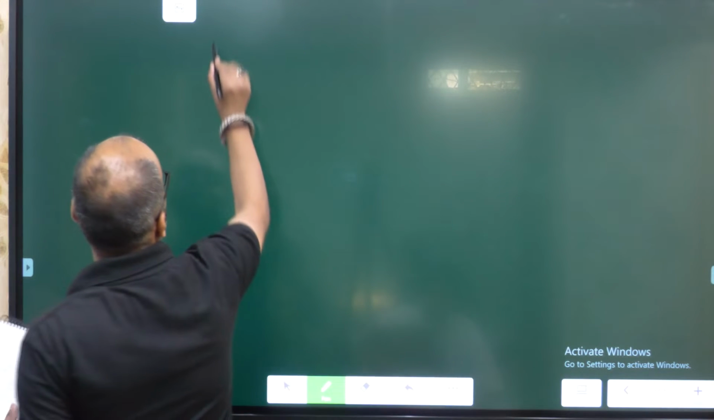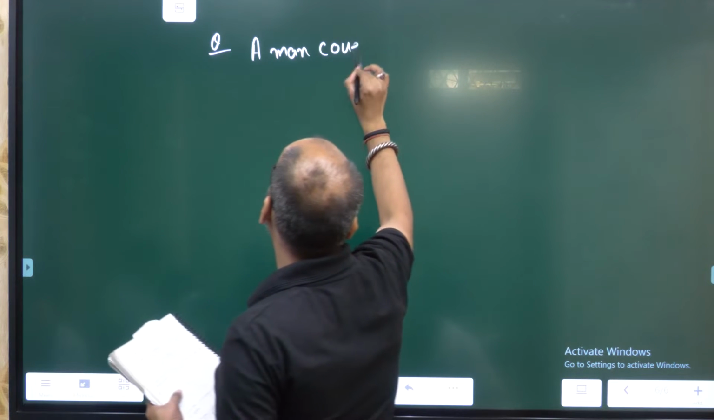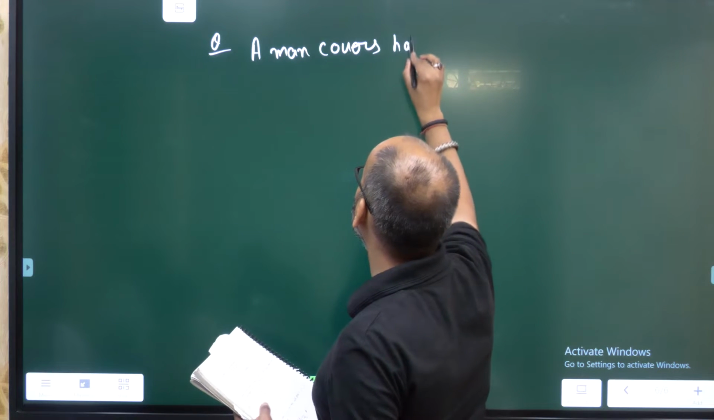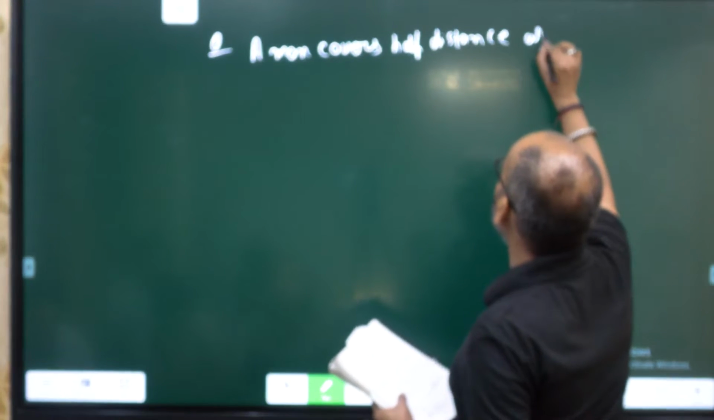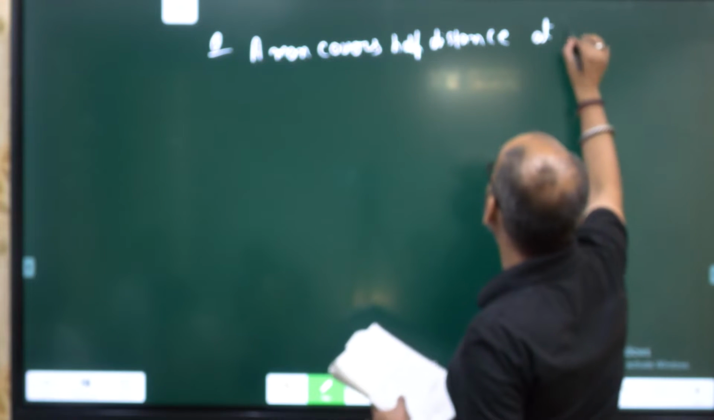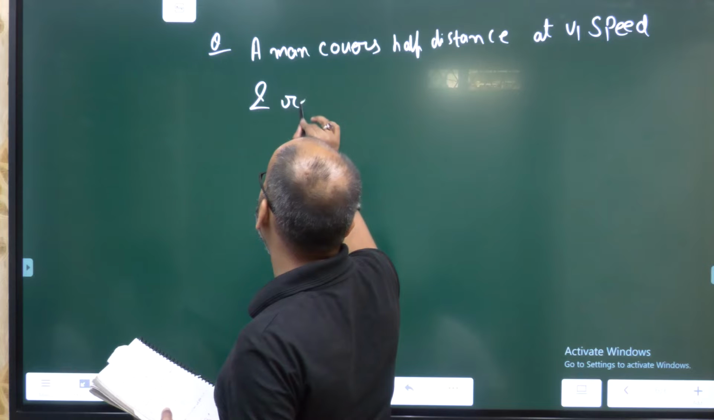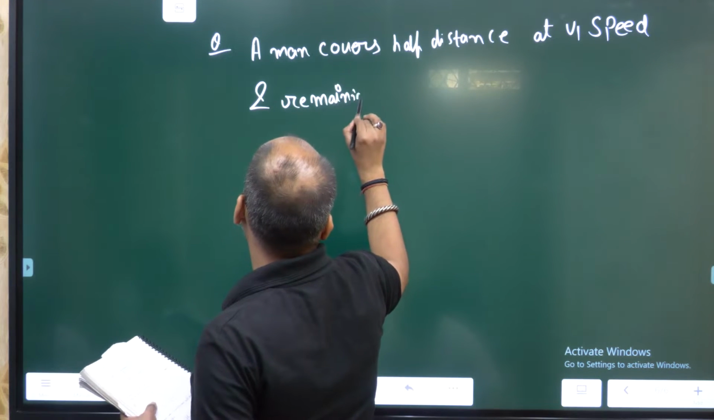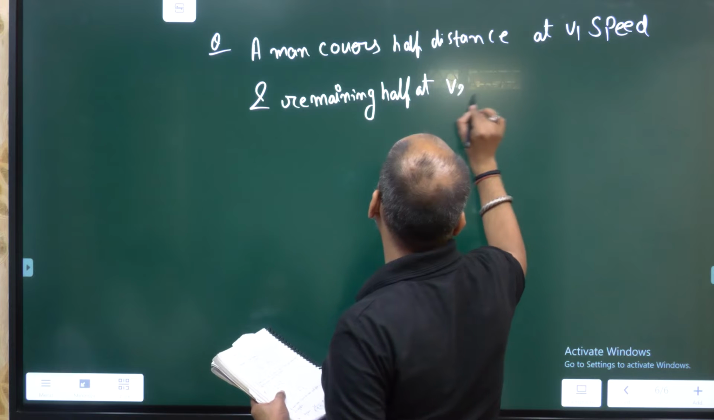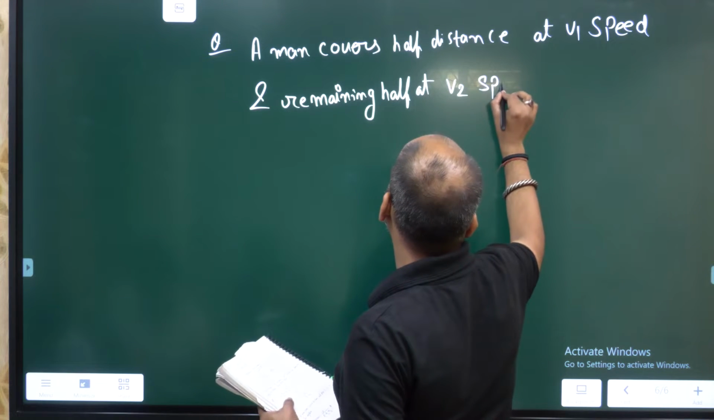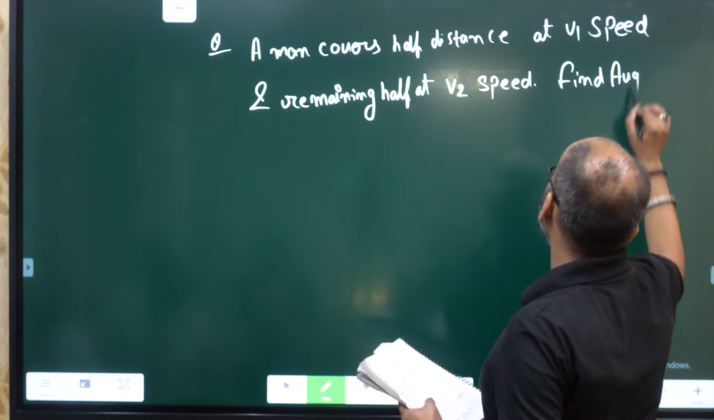Next question, now solve this. A man covers half distance at V1 speed, pay attention, and the remaining half at V2 speed. So find the average speed. Do it.